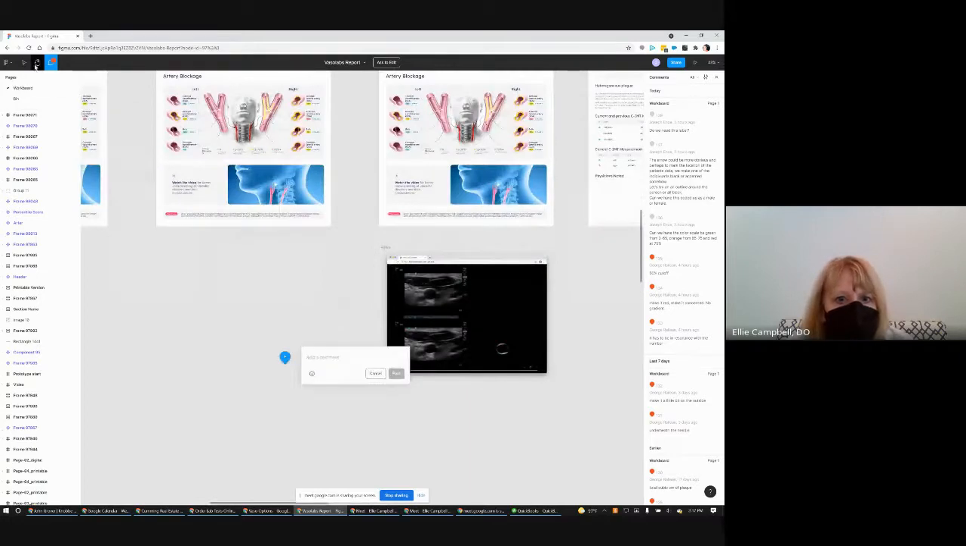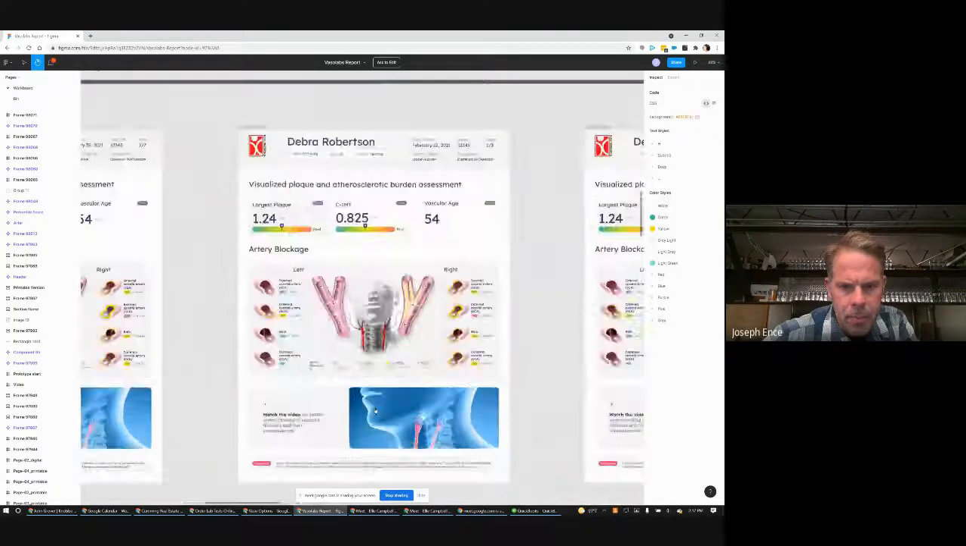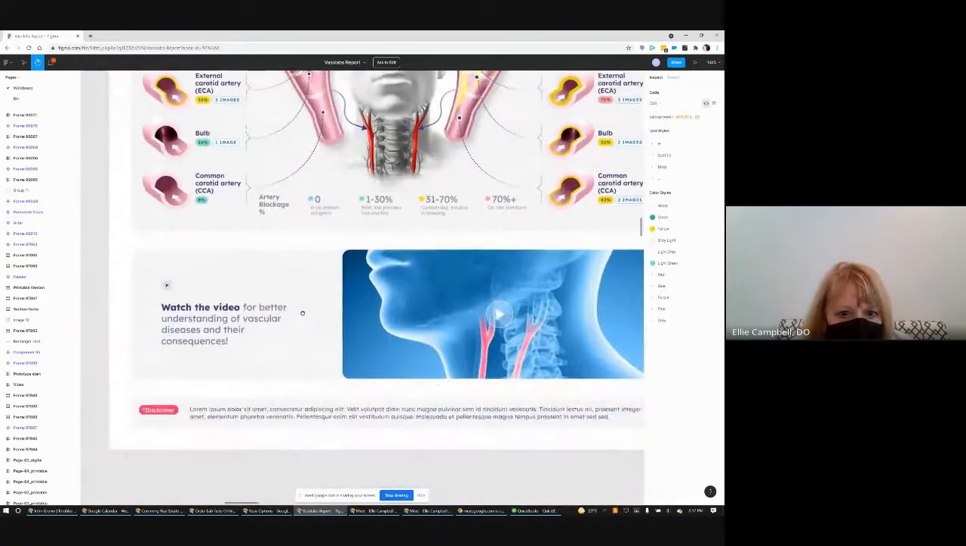The blue neck at the bottom. Why is that there? That's just showing me where my carotid artery is, in case I didn't remember.